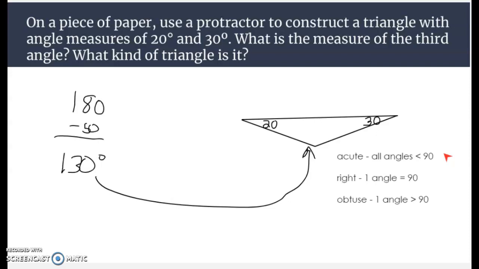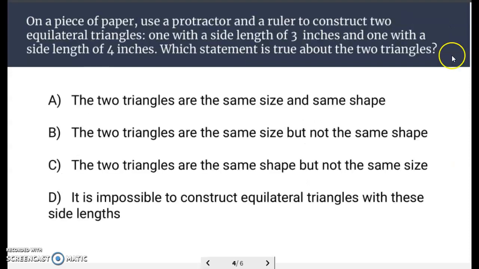All right, let's look at another one here. We'll have a multiple choice. On a piece of paper, use a protractor and a ruler to construct two equilateral triangles. That means they have all the sides the same, all the angles the same. One with a side length of 3 and one with a side length of 4. I can do a small model of that down here.